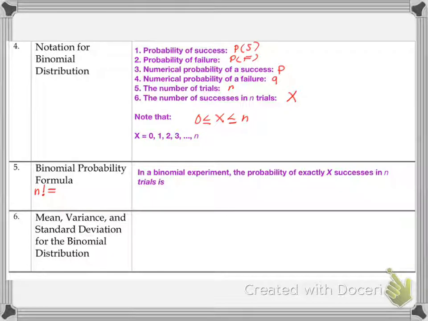So 0, 1, 2, 3, 4, 5, that's where you would use this. And the formula is n times n minus 1 times 2 times 1. Okay, and so before we move on, these are examples of what we call factorials.